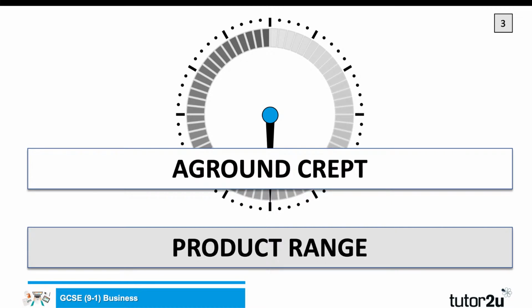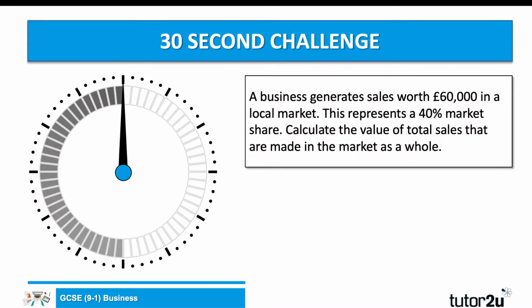We're going to move on and do another 30-second challenge, another calculation question. So calculators at the ready. Here we have a business that generates sales worth £60,000 in a local market. This represents a 40% market share. Calculate the value of total sales that are made in the market as a whole. 30 seconds.